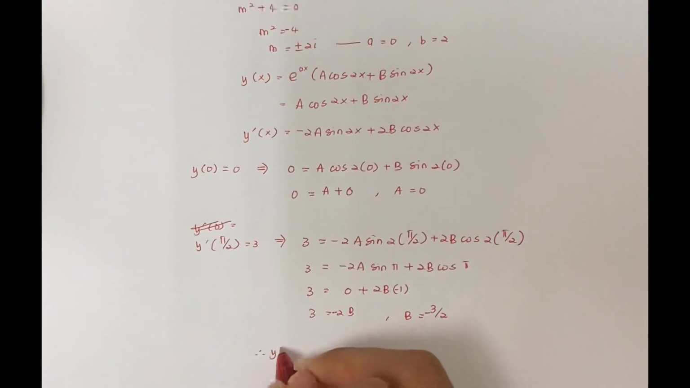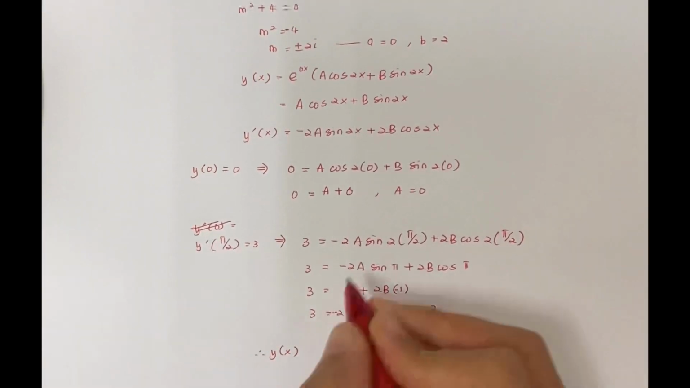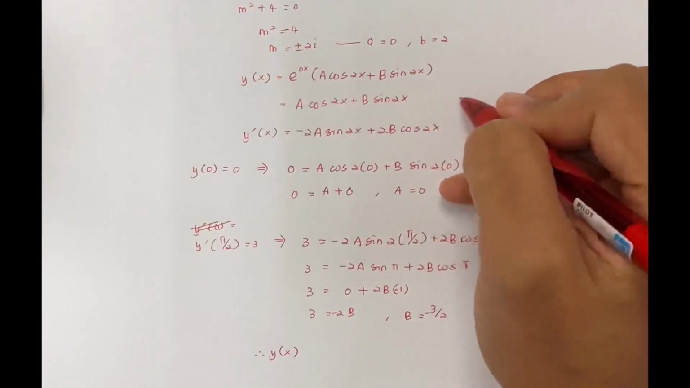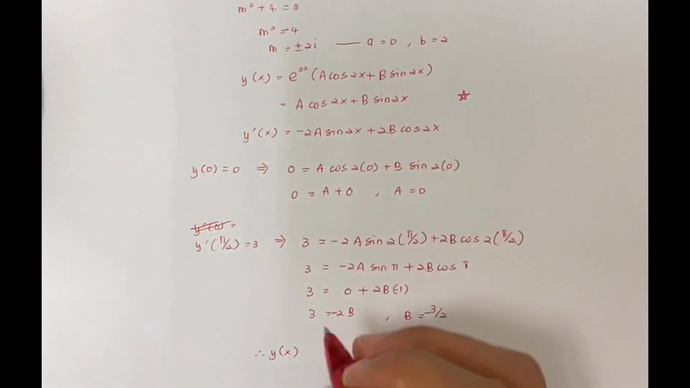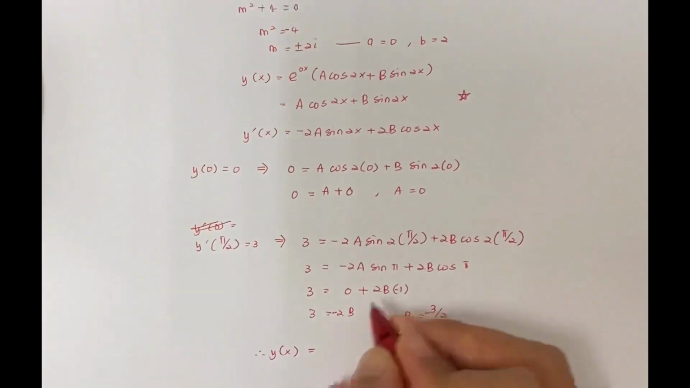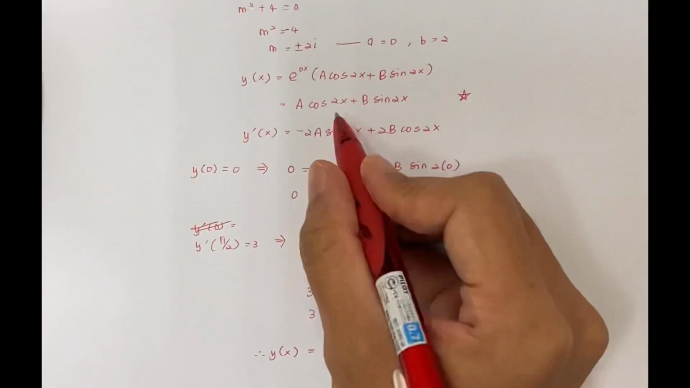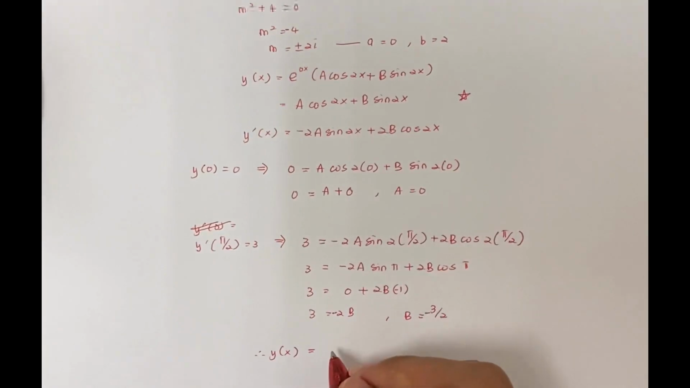Last, write your final answer. Substitute your a and b into this y(x), into this y(x) and not this y prime. Okay. So y(x) is equal to, a is 0, so you don't have your cos 2x. You just have your negative 3 over 2 sin 2x.